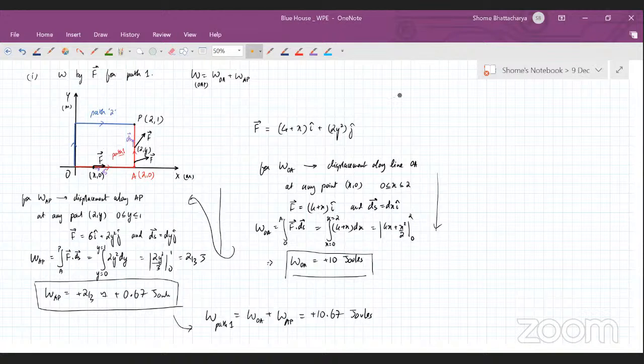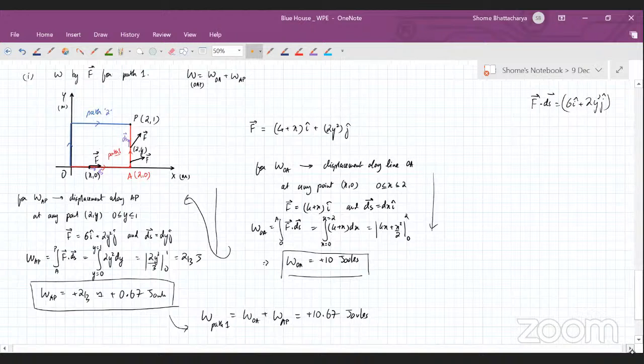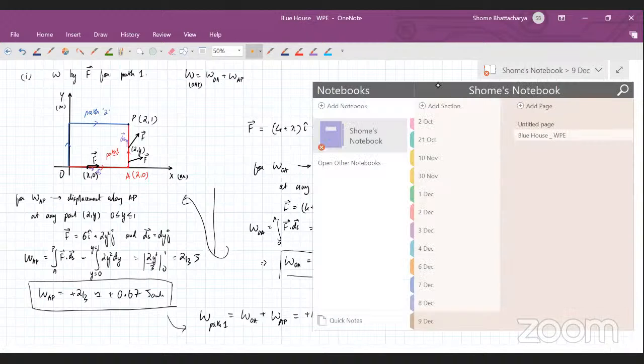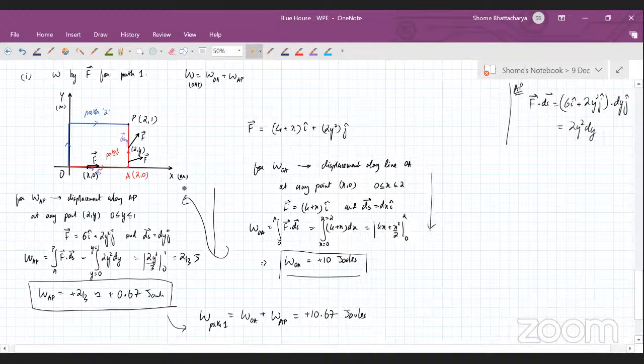You took that dot product, no, so that is F dot ds, so that was the dot product of 6 i cap plus whatever 2y square j cap, but dot product with what? The displacement does not have x component, no, it is just dy j cap. Okay, so that's why it's becoming 2y square dy, no, this is for the path AP. Okay, this dot product here, don't forget the concept of dot product, no.